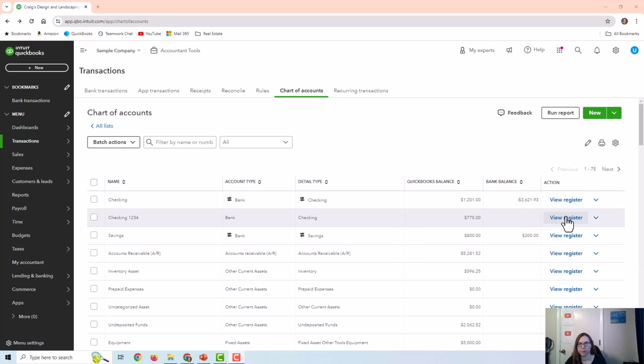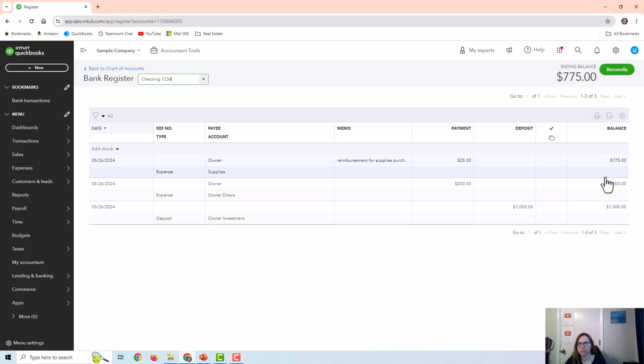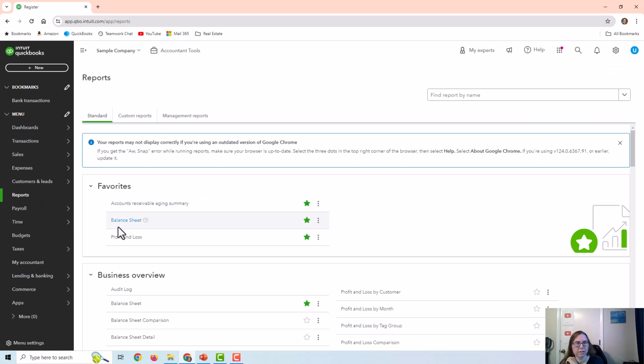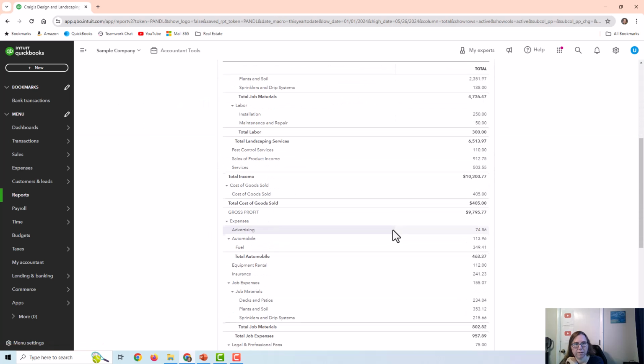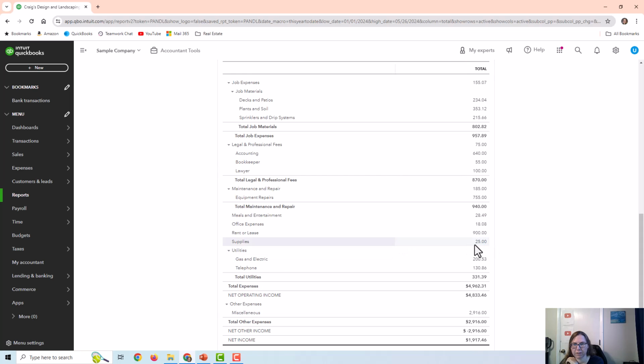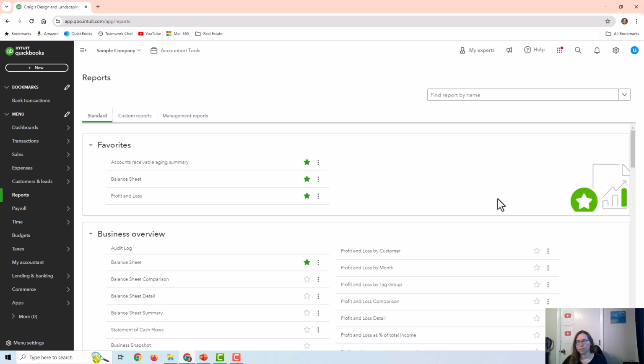Okay, so that was saved, and now the checking account is down to $775, and that would be an expense on the profit and loss. And we could look at the profit and loss, and there's the $25 expense. I didn't want to go too in depth with a lot of examples.